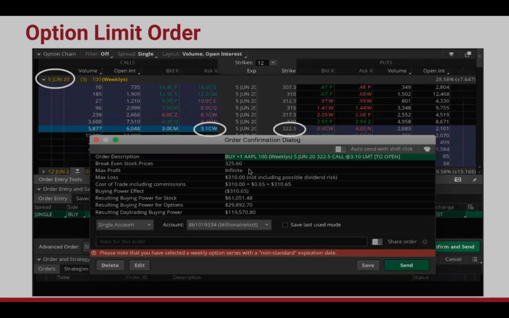All right. So the order is going to pop up. If you wanted to buy one Apple contract, it's going to control 100 shares. The expiration date is June the 5th. The strike that you bought was the 322.5 strike. That was at the money because we know that where the purple and the black meets, that's where the stock price is probably at the moment. Okay. Your premium cost you $3.10. So we know that's $310. All right. So you paid $310.